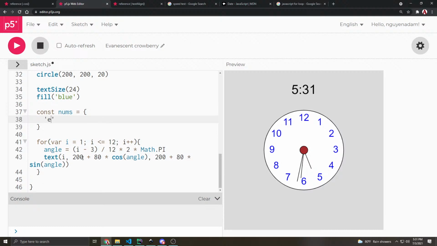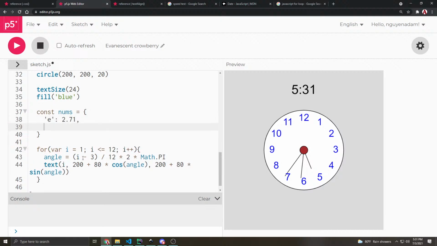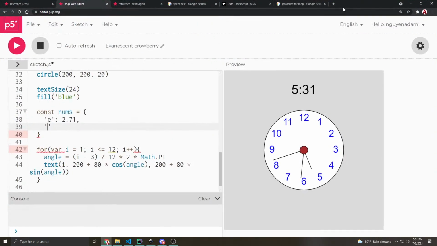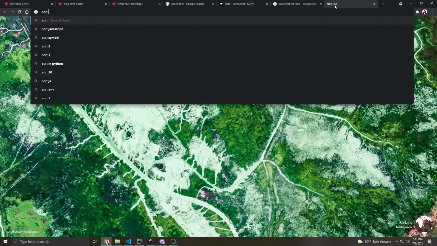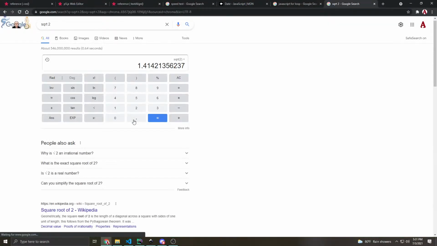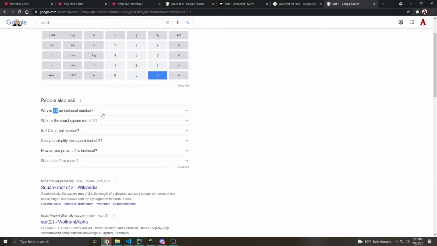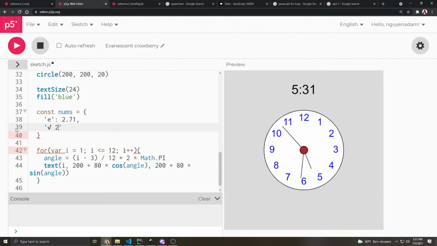And so we could say something like e. That'll be 2.71, I think. 2.71 or 2.82, something like that. I think we might do a square root 2. Can we get a nice pretty square root 2? Copy. Oh wow, it pasted well. Is that 1.141, I think?